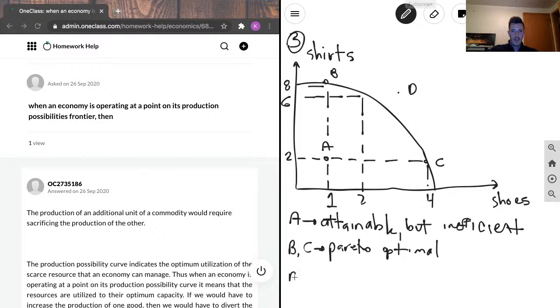Then there is point D out here. Because point D is outside the curve, we know that it is preferable. You would rather have combination D than combinations B or C, or anywhere else on the production possibilities frontier for that matter. But it's unattainable. We don't have the resources needed to make the combination that we see here at D.